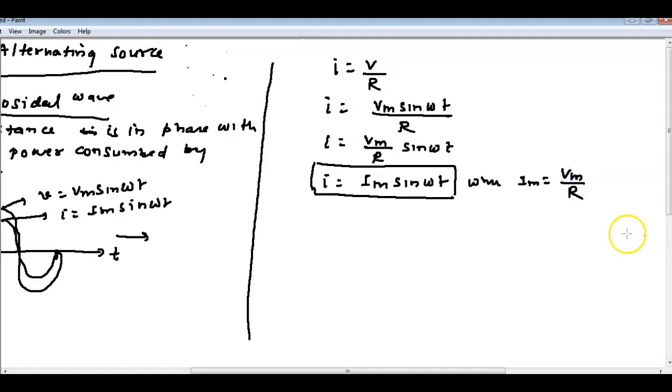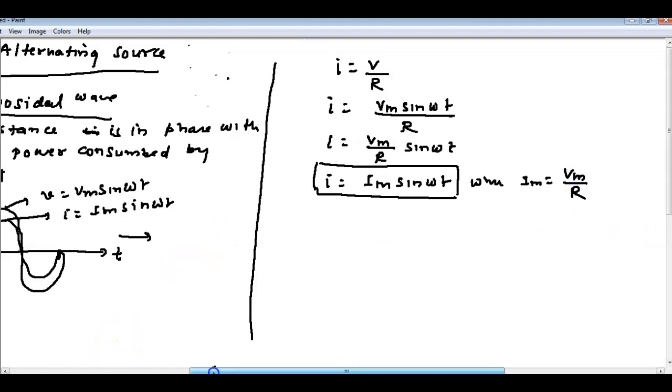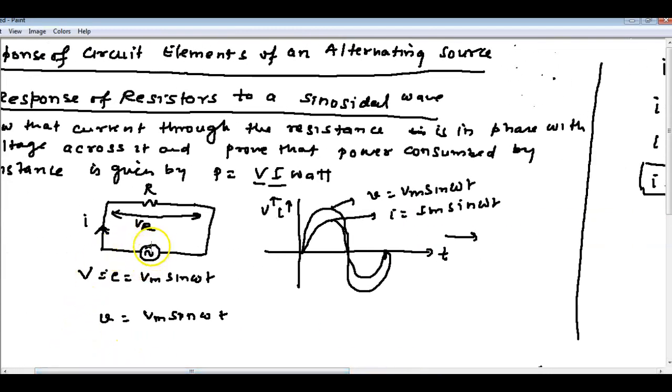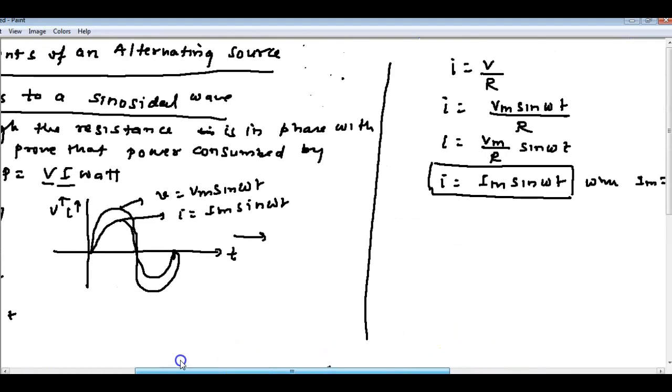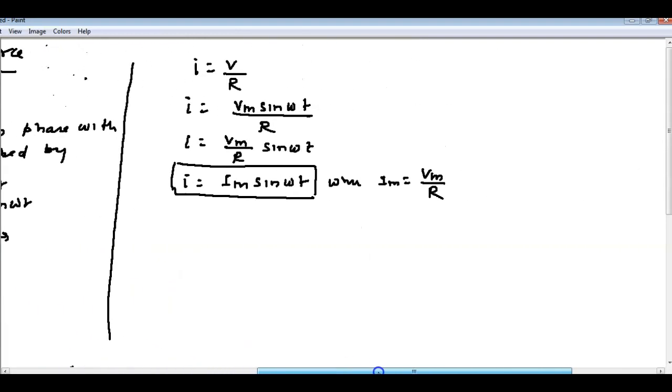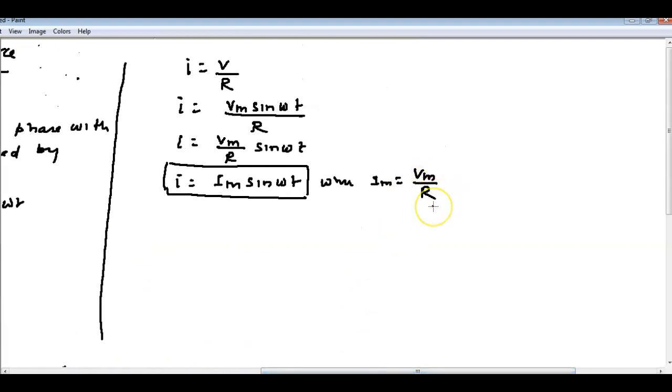So if you supply any power supply, if you connect AC, then current also will be AC. That's why we have drawn the graph here, both in AC forms. And this Im is equal to Vm by R. Now, this is the current in the pure resistance. Now we will find the instantaneous power.